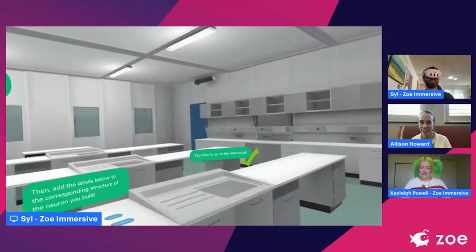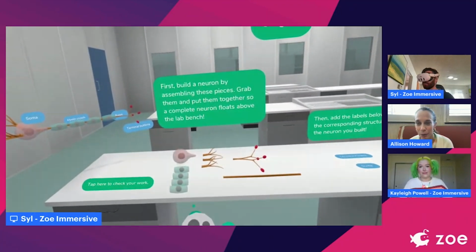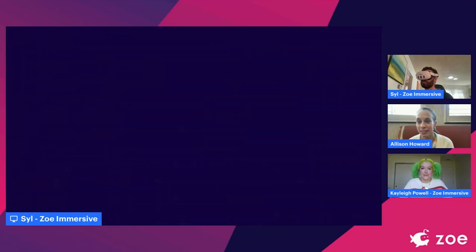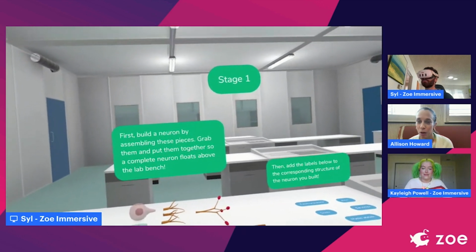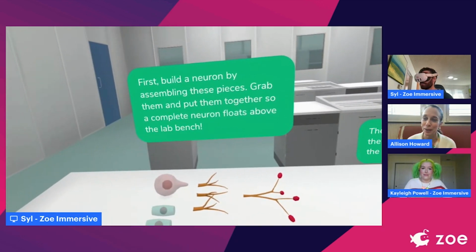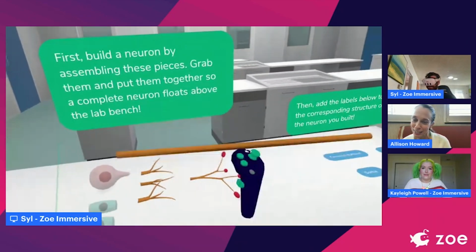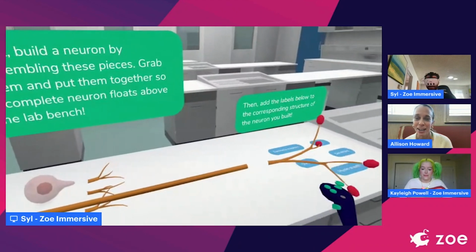Perfect. Fantastic. Yeah, so what you see here is a sort of laboratory, and students are tasked with building a neuron from all of these component parts. And so I'll kind of try and lead you how to do it. I would imagine that students would do this when they have already learned the concept of the structure of the neuron.